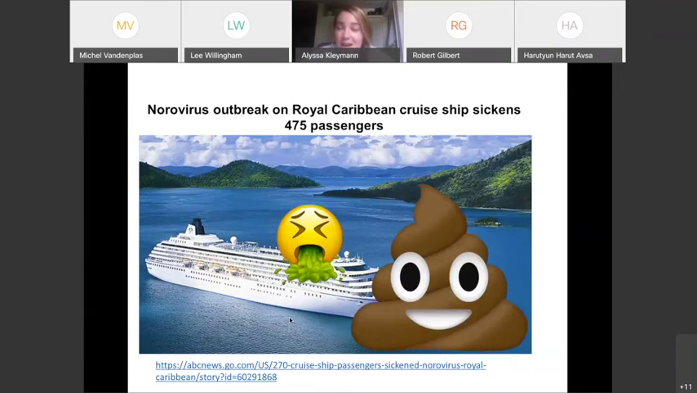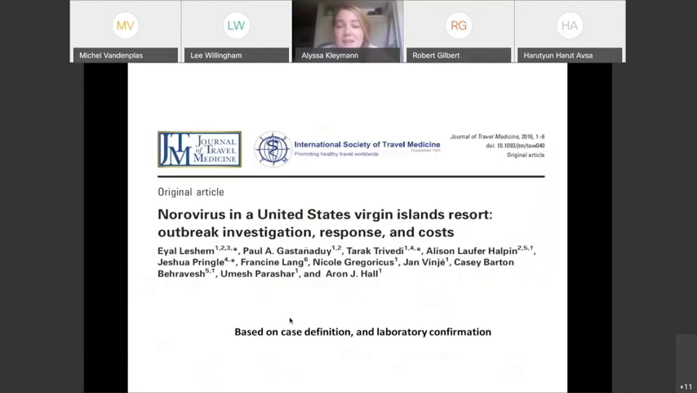And this is actually not too dramatic. This has happened to the Royal Caribbean cruise line, where the passengers aboard fell sick due to norovirus. And norovirus doesn't stop there when it strikes out. This is a publication showing norovirus in a U.S. Virgin Island resort where the residents became ill. This was based on the case definition.